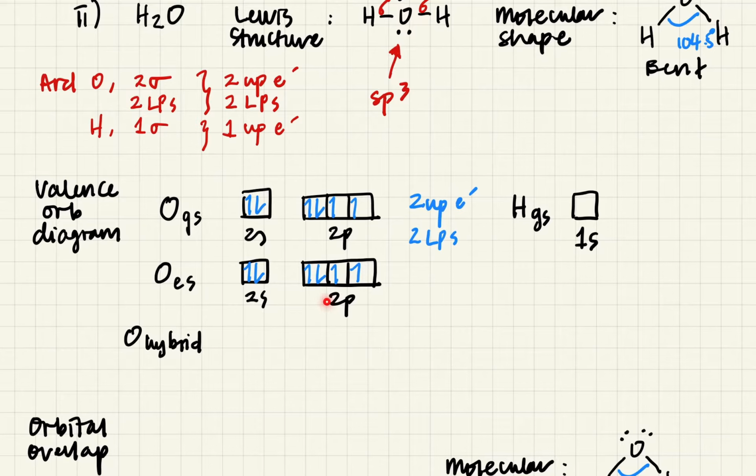Okay, but your 2s orbital and 2p orbital neither have the same shape nor energy. Therefore, you're going to hybridize your orbitals. So the type of hybridization is sp3. 1, 2, 3, 4. sp3 hybrid orbitals because you are mixing one of the 2s orbital with 3 of the 2p orbitals, right? So that's why you get sp3 hybrid orbitals.